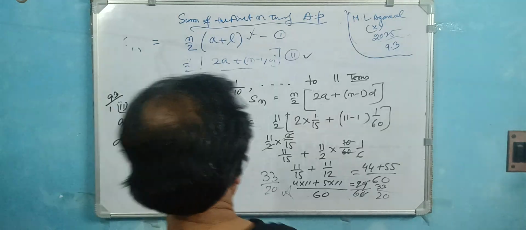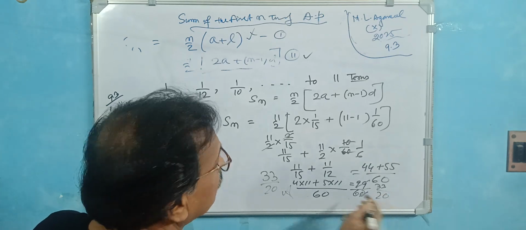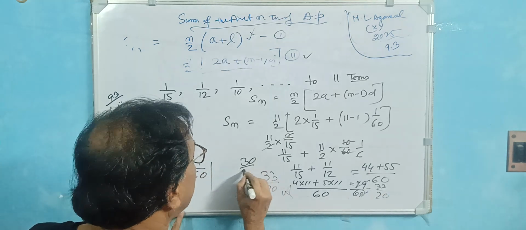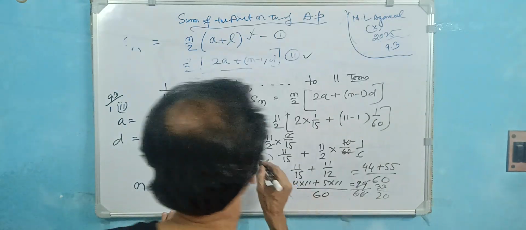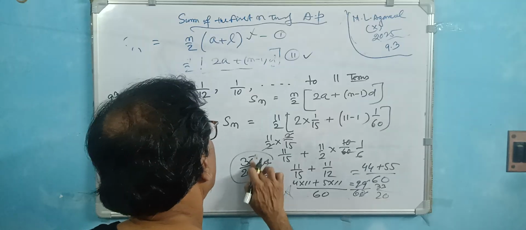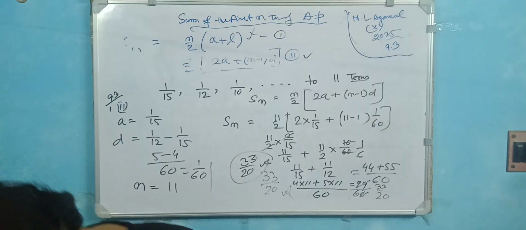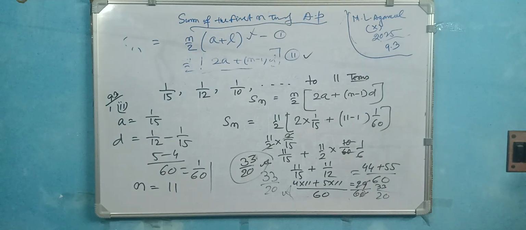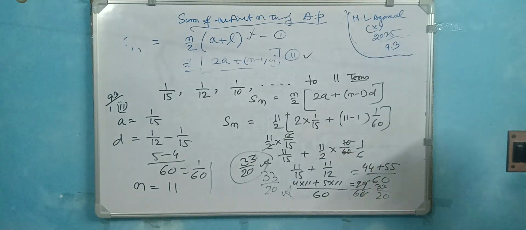So the answer, cutting off by 3: 3 nines are 99, 3 times 20 is 60, so 33 by 20. This is the answer, the sum of this. Okay, so in this way you solve it. Clear?